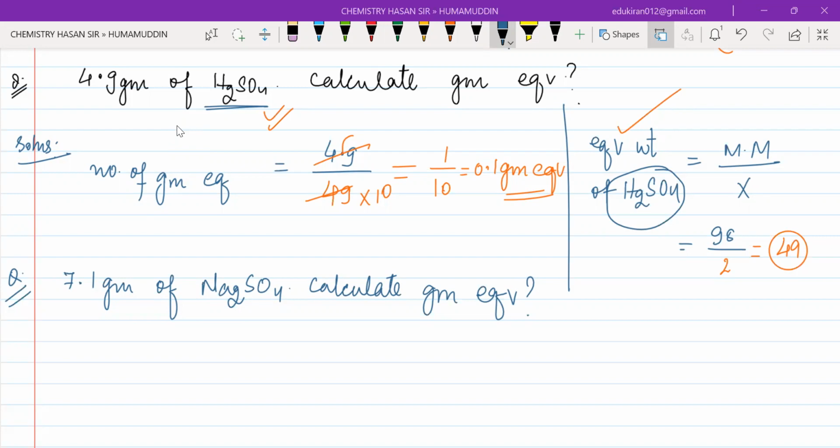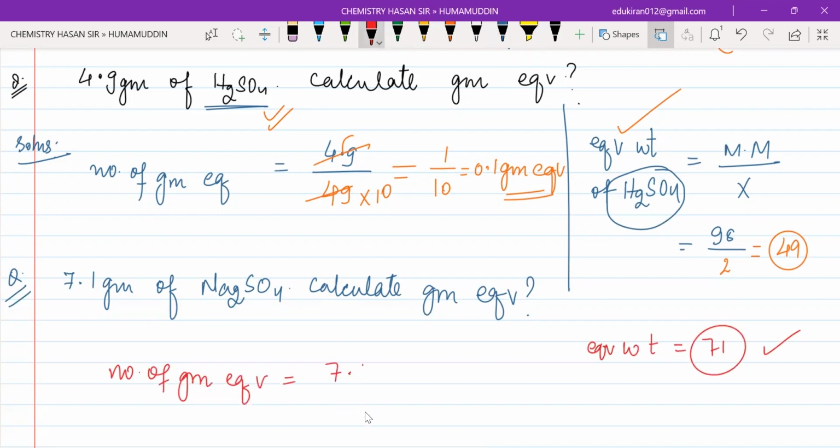Any answer? 0.1 gram equivalent. Okay, Austin, what about you? So I'm doing the same. Very good. That means you have got the right answer. Equivalent weight, you have got 71. 0.1 gram equivalent.